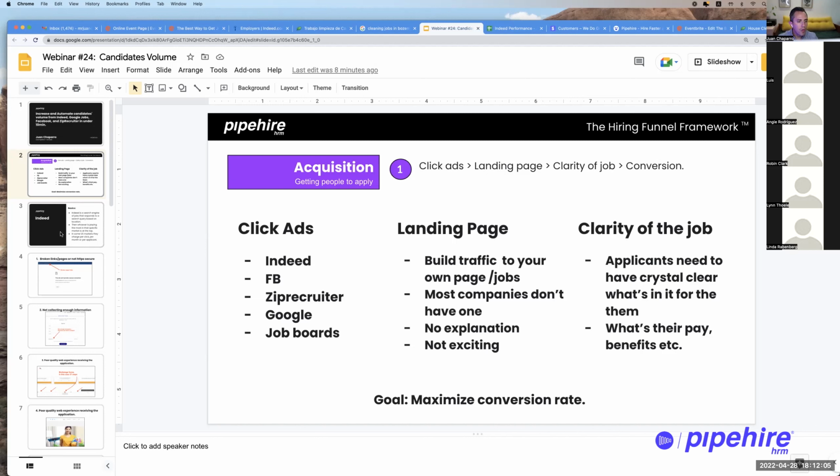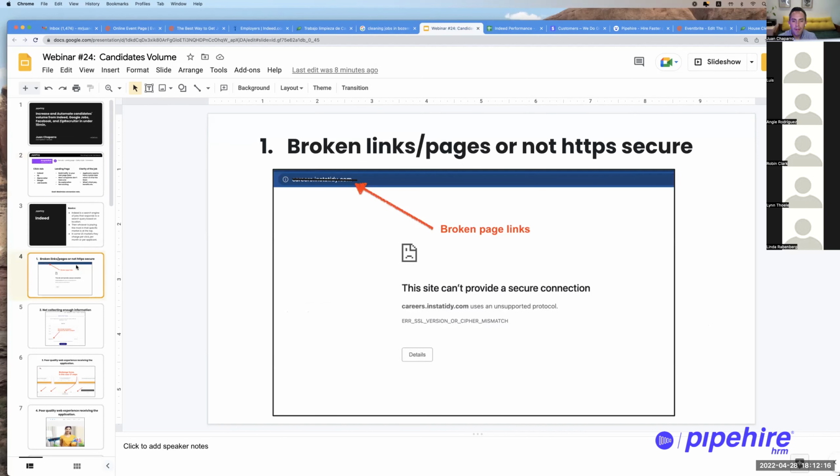Okay, so we're going to start talking about common mistakes people are making here. I can see a lot of people with broken links or pages that are not secure, which demotivates people to apply to your company. So make sure your company has a good working URL.